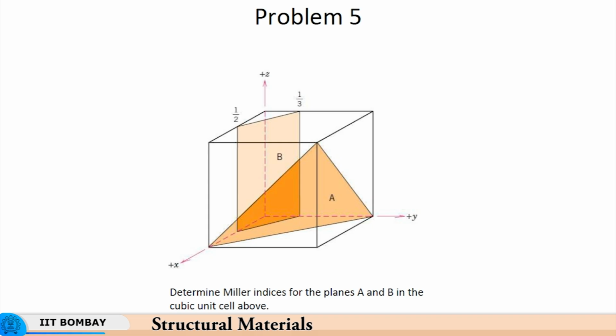Plane A has got intercepts 1, 1 and 1. So, all 3 intercepts are 1, and therefore, the reciprocal is always 1. So, it is a 1, 1, 1 plane. So, plane A is a 1, 1, 1 plane, whereas plane B is a 2, 3, 0 plane. This is the way you determine the Miller indices.